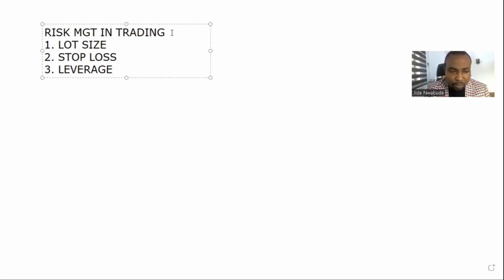What's your leverage? Four, you have to look at your take profit. You are trading and you want to take a take profit of 200 pips on a daily trade. You are surely on a long term. So those are basic things we will look at before you can arrive at the proper risk management.